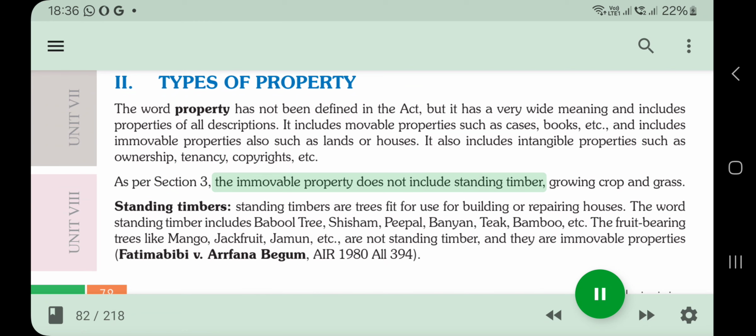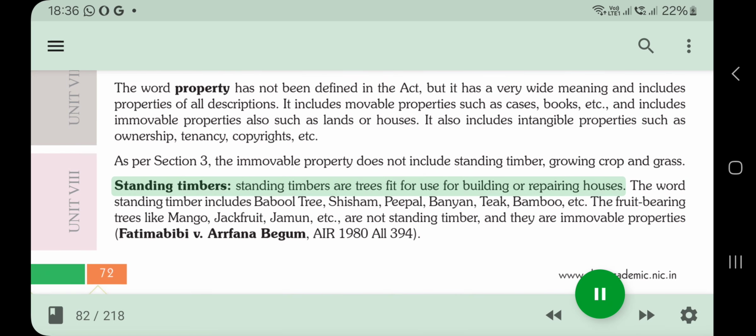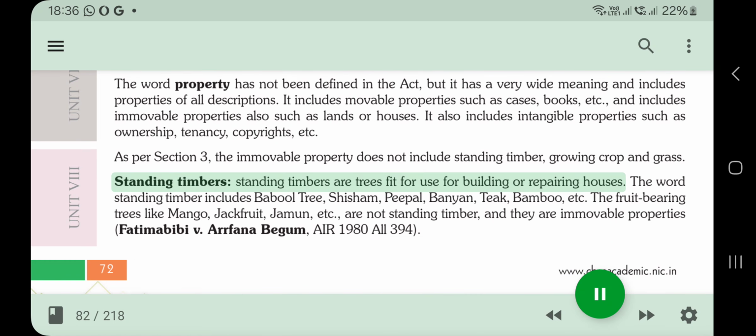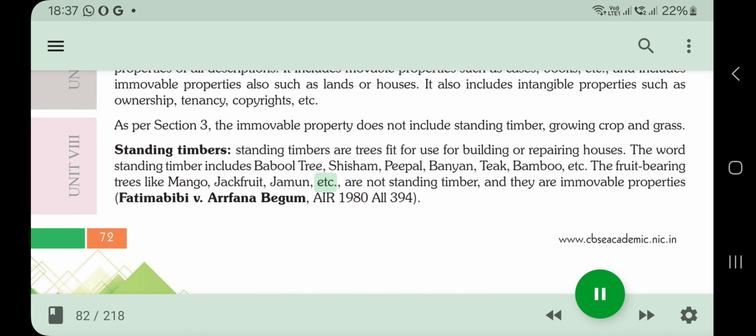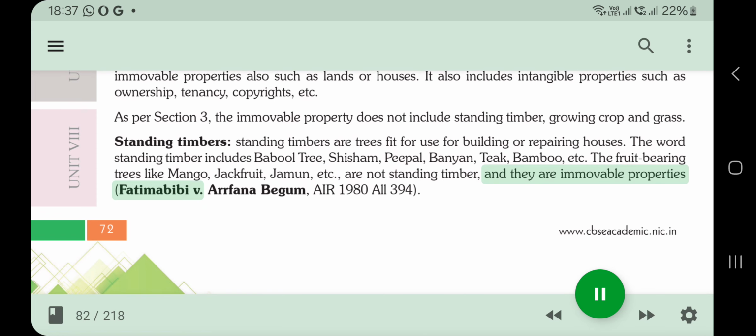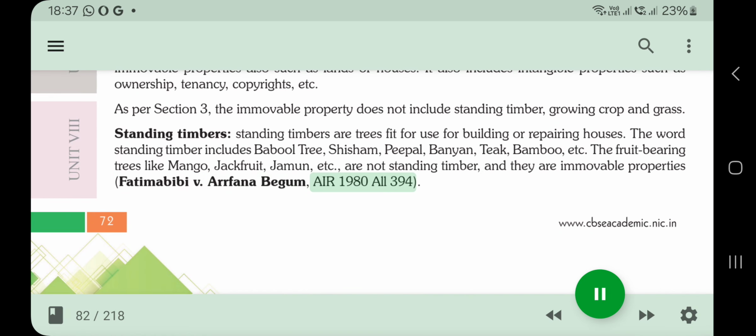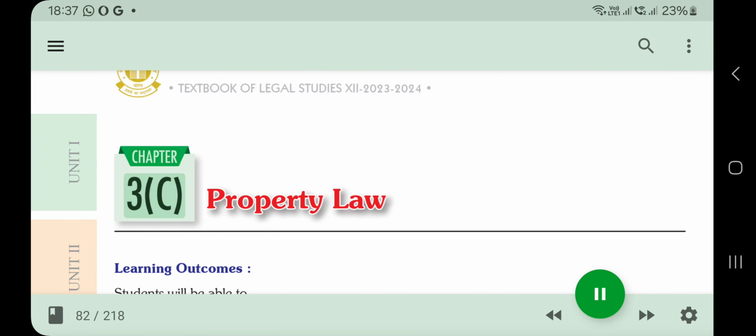As per Section 3, the immovable property does not include standing timber, growing crop and grass. Standing timbers. Standing timbers are trees fit for use for building or repairing houses. The word standing timber includes babul tree, shisham, peepal, banyan, teak, bamboo, etc. The fruit-bearing trees like mango, jackfruit, jamun, etc. are not standing timber, and they are immovable properties. Fatima Bibi vs. Arfana Begum, AIR 1980 All 394. Chapter 3. Textbook of Legal Studies XII.